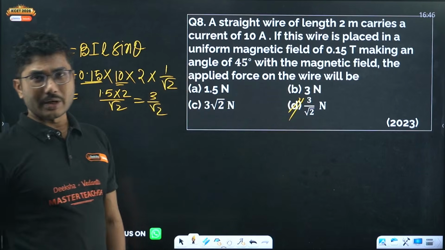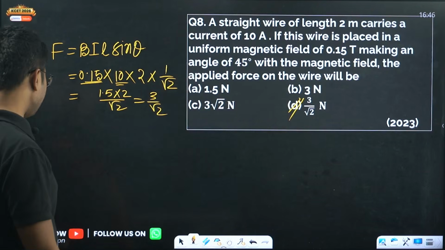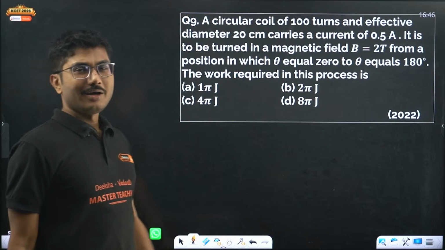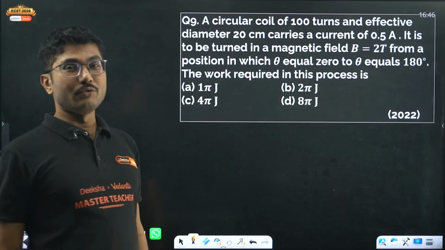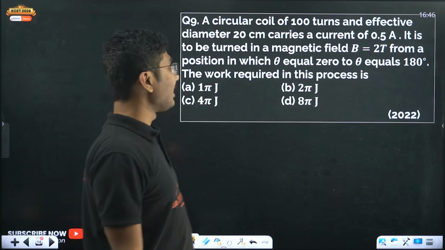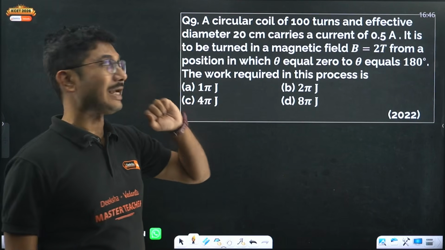Not always do you require a calculator, even though calculator is allowed in the COMEDK. You should try to avoid it as much as possible, especially if the answers have root 2, pi, etc. in the answer. For example, here also we will not be using calculators.